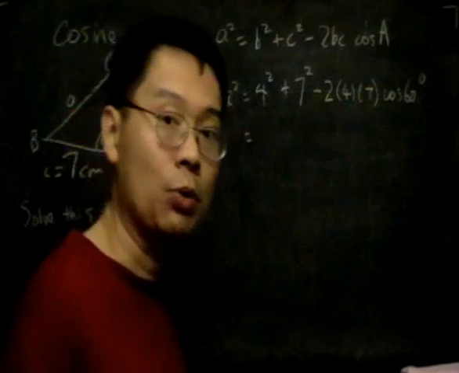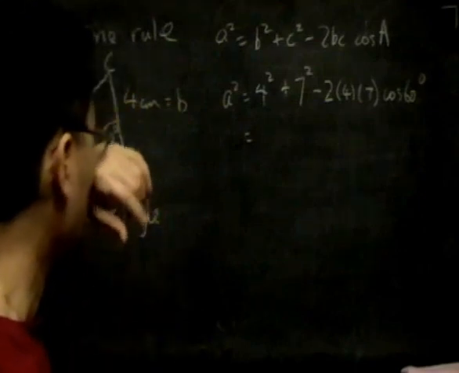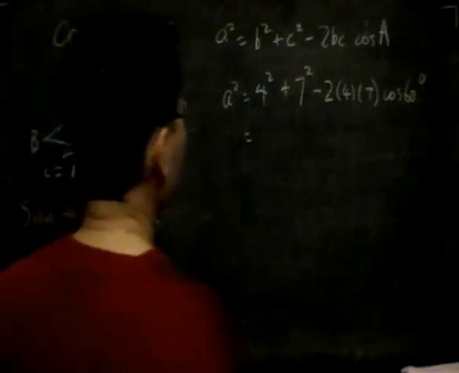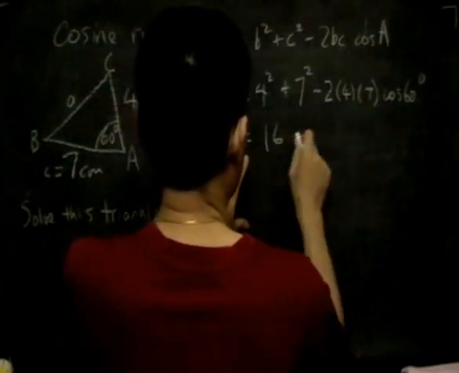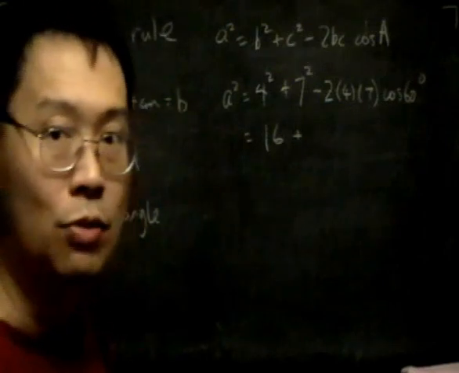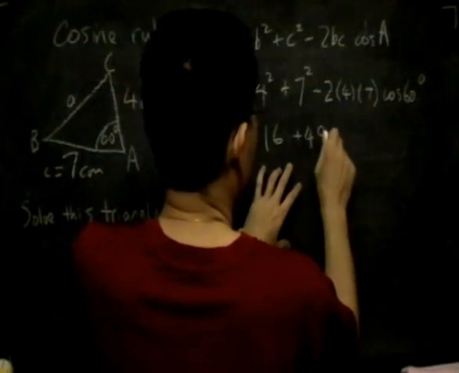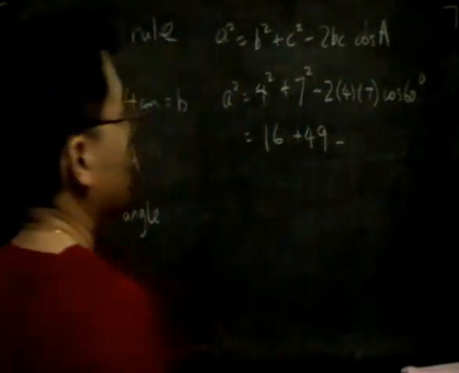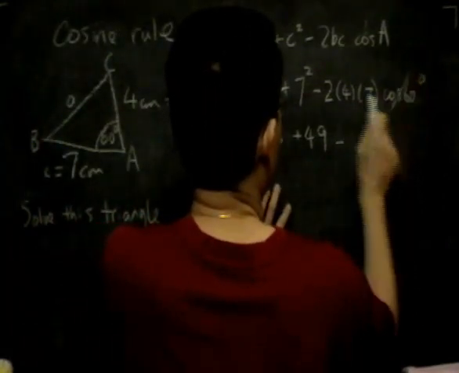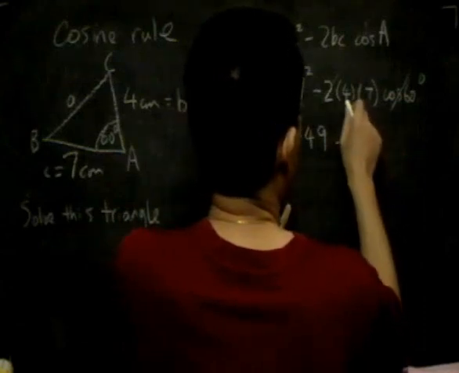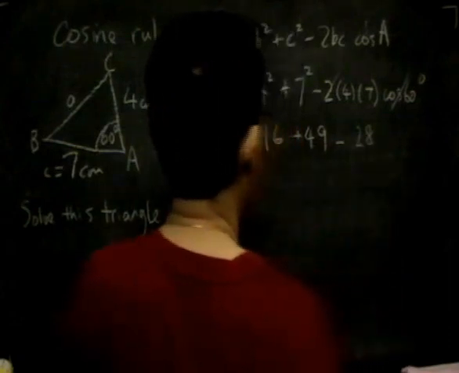At this step, you might want to take out your calculator and calculate the whole lot to get the answer. I'm just going to do some very quick calculation mentally to make things easy. You can try that if you like mental sums. So 4 squared is 16, 7 squared is 49, minus, cosine 60 degrees, if you remember, is equal to half. So that and that cancels. 4 times 7 is 28.